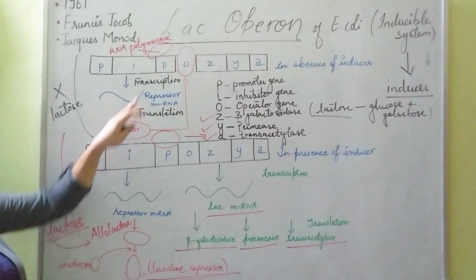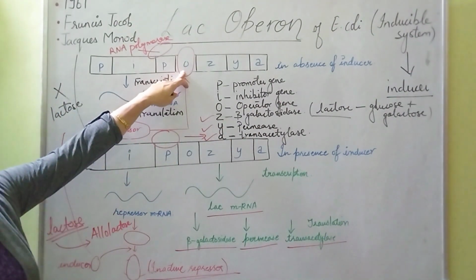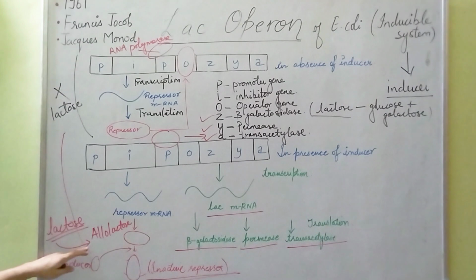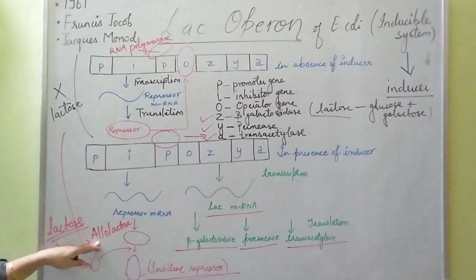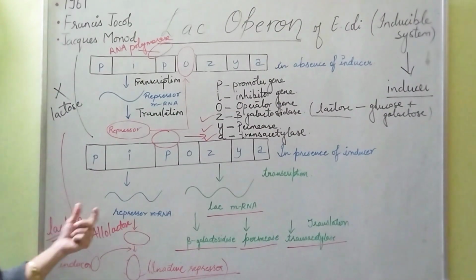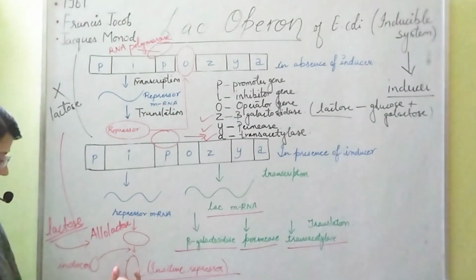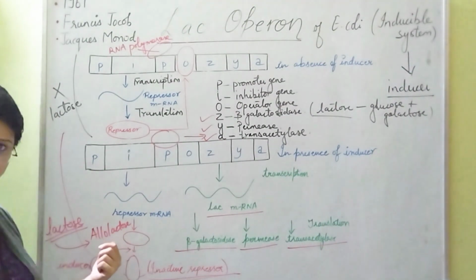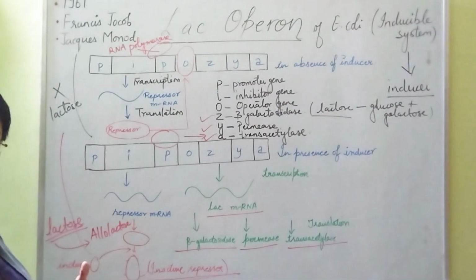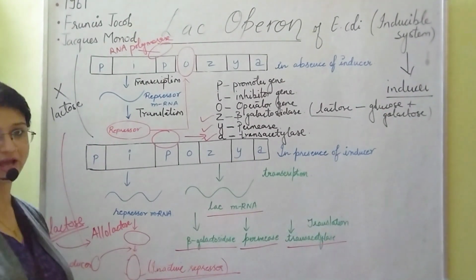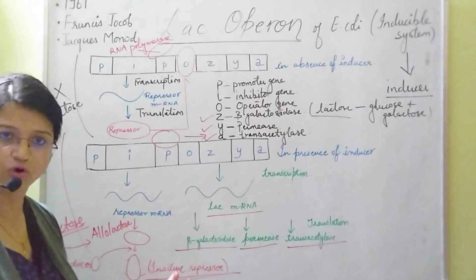When there is no inducer present, what will happen? The repressor protein will bind to the operator gene. But when the inducer, that is lactose, is present, what will happen? This lactose will enter into the cell and be converted into allolactose. The repressor protein has more affinity to allolactose, so it will bind to the allolactose, and a complex will be formed that is known as inducer repressor complex.